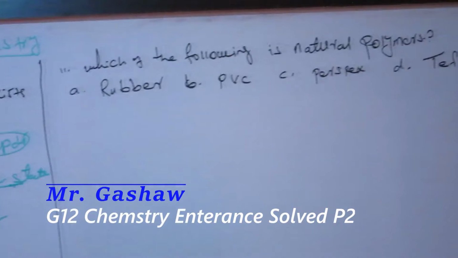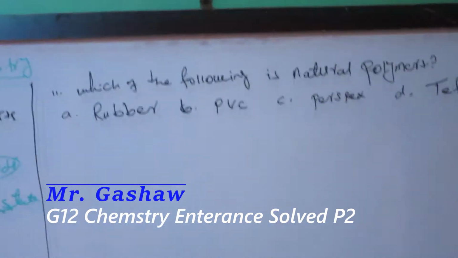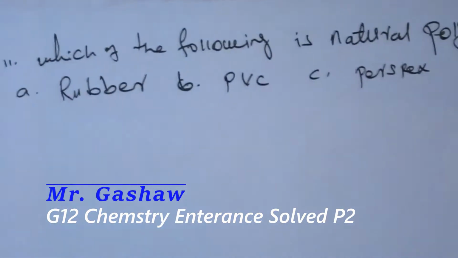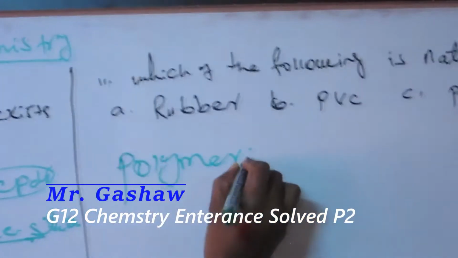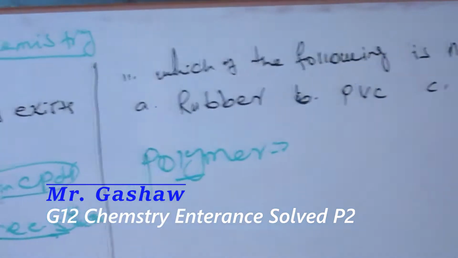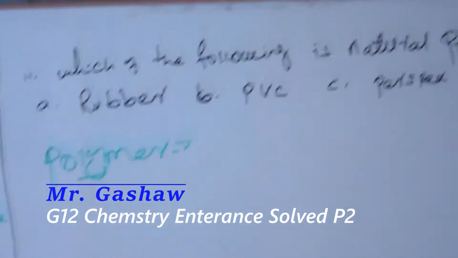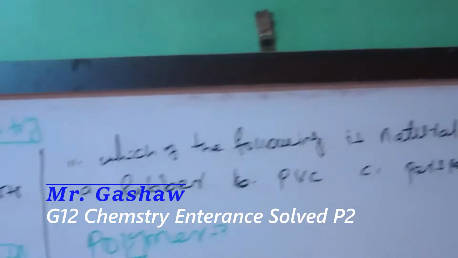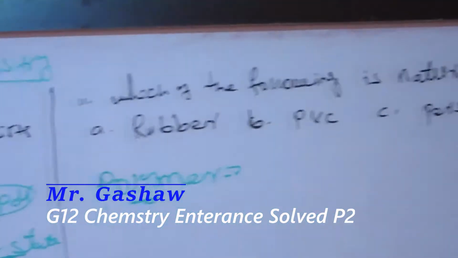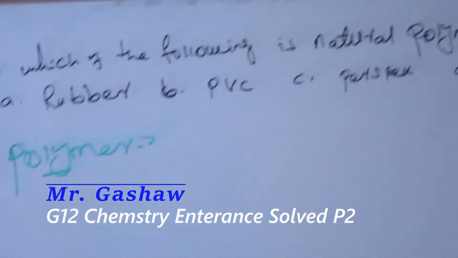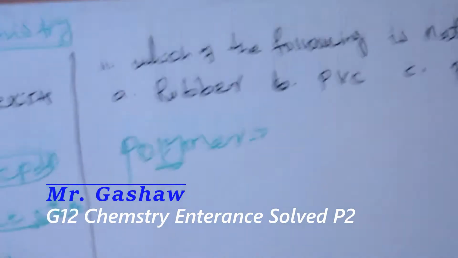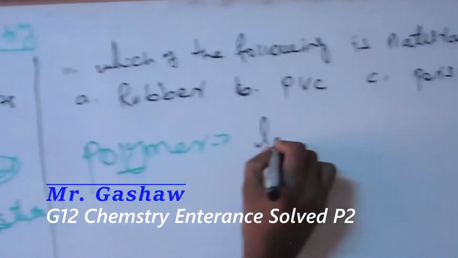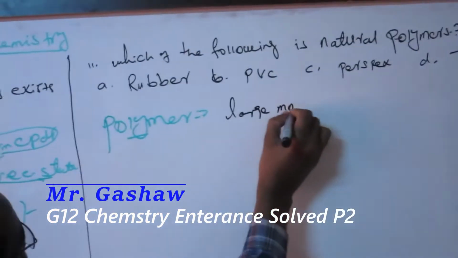The third one: which of the following is a natural polymer? Before we answer this question, what does polymer mean? It's better to explain polymers and types of polymers. Then after that, we will answer the question which one is a synthetic polymer and which one is a natural polymer. First, polymers means large molecules.